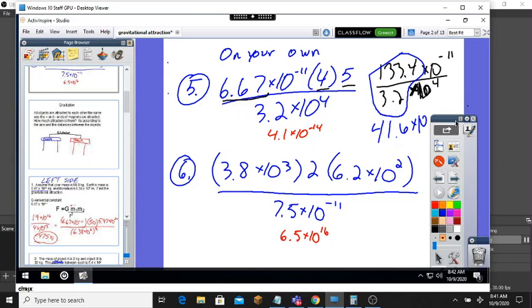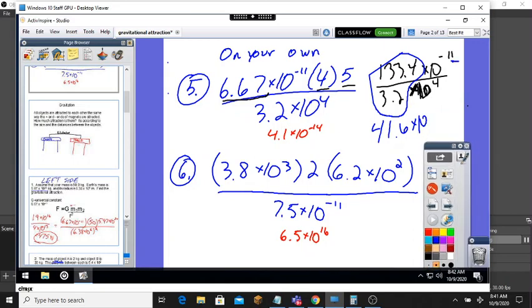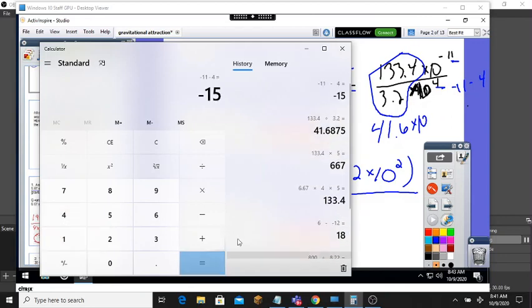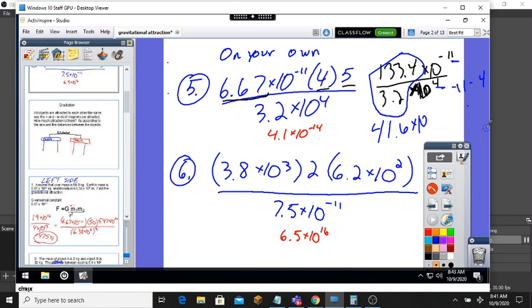times 10 to the, and then the exponents we learned, all you have to do with the exponents is subtract them. So here this is saying negative 11 minus 4. Negative 11 minus 4 gets me a negative 15. Okay, negative 15.